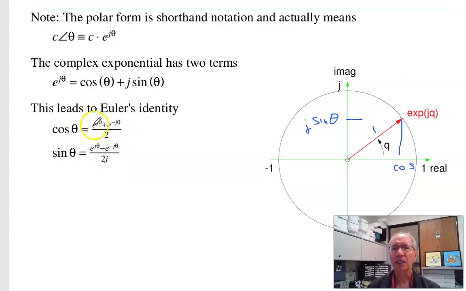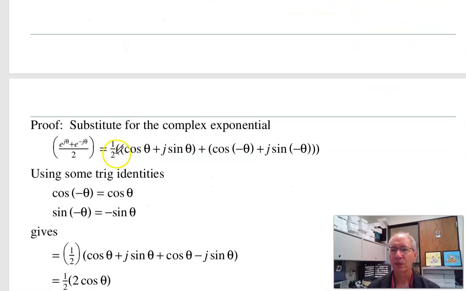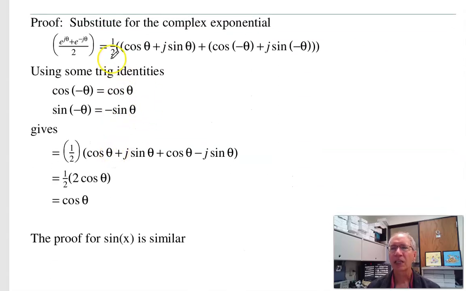e to the j theta gives you cosine and sine. e to the minus j theta: cosine of minus theta is cosine theta. Sine of minus theta is minus sine theta. So when I add these two together, the sine terms cancel. There's a plus and a minus. The cosine terms add, gives you 2. Divide by 2 gives you cosine. Likewise for sine. And you can see that if I substitute, here's e to the j theta, there's 1/2. The complex parts will cancel out, and you get cosine.